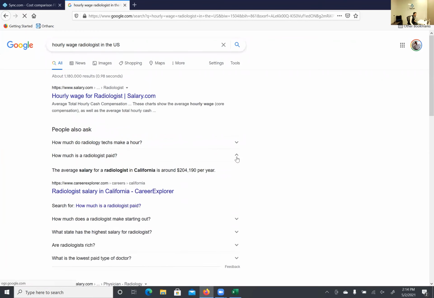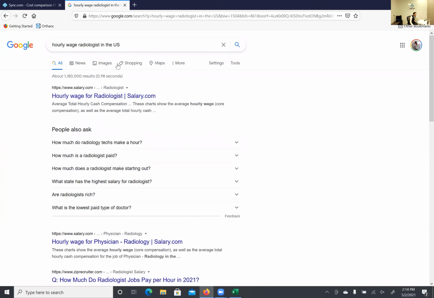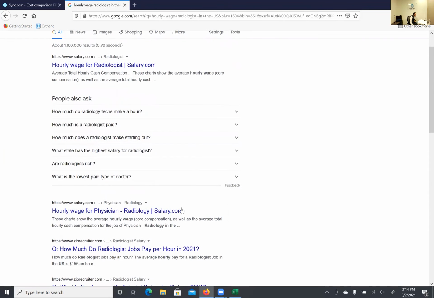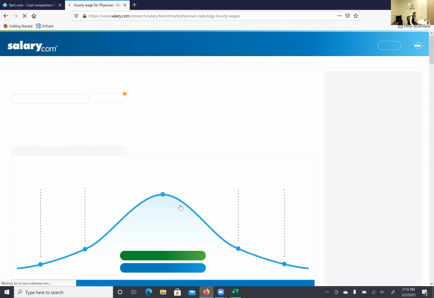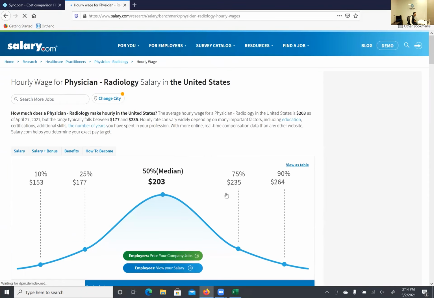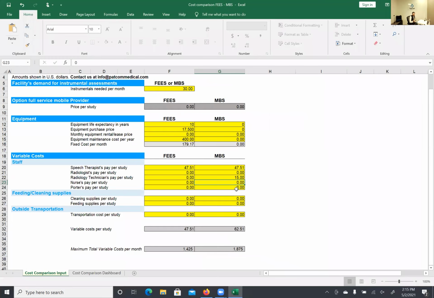Okay, and then this is yearly. Again, you would check with your facility what the exact number is. I just want to have something realistic here. Okay, so we're looking at $200 median. So let's go with that, and we'll say, okay, half an hour for a radiologist. So $100 for the radiologist right here.